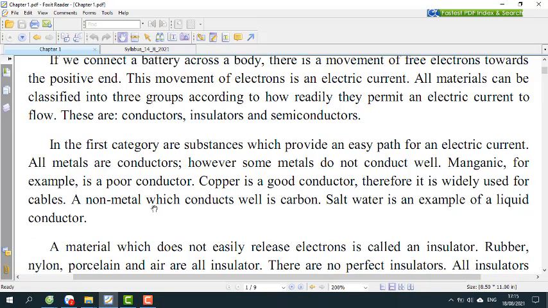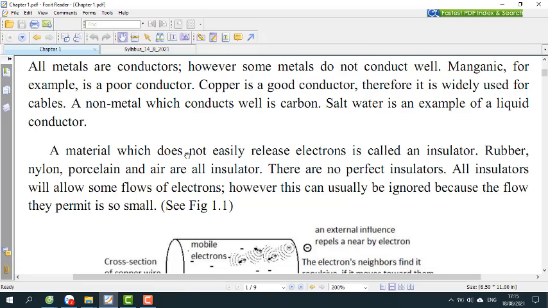A non-metal which conducts well is carbon. Salt water is an example of a liquid conductor. A material which does not easily release electrons is called an insulator. Rubber, nylon, porcelain, and air are all insulators. There are no perfect insulators. All insulators will allow some flow of electrons. However, this can usually be ignored because the flow they permit is so small.